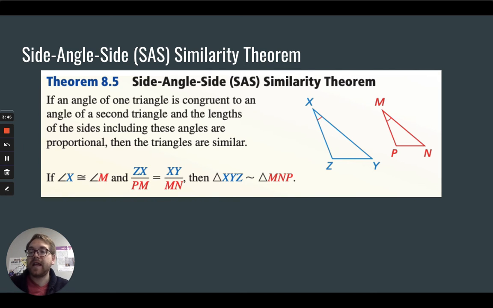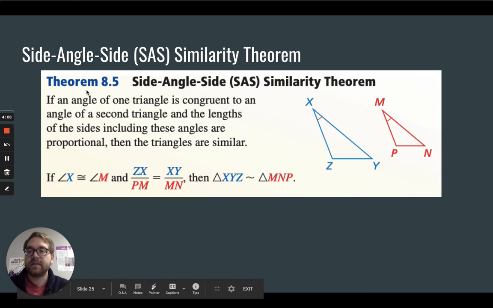It says if an angle of one triangle is congruent to an angle of a second triangle, and the lengths of the sides including these angles are proportional, then the triangles are similar. There's one part in there that's really important, where it says the lengths of the sides including these angles are proportional. Notice how the word angle is in between side, angle, side.